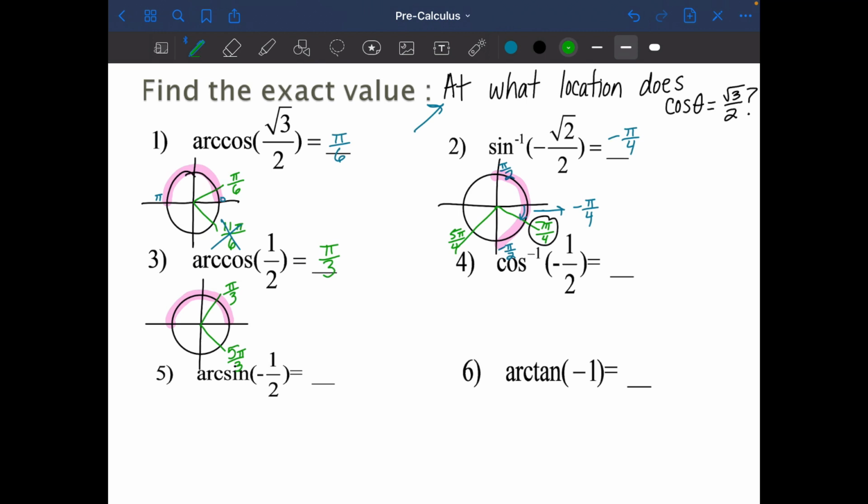Similarly, cosine inverse of negative 1/2. Remember, that's the same exact thing as arc cosine. Cosine equals negative 1/2 here and here. That's at 2 pi over 3 and 4 pi over 3. The one that's in bounds, 2 pi over 3.